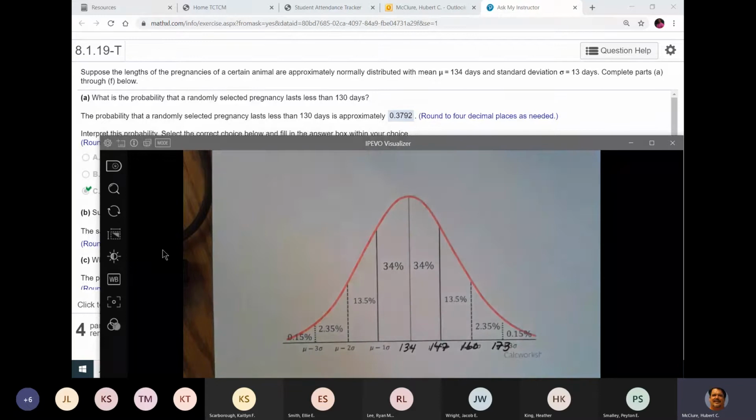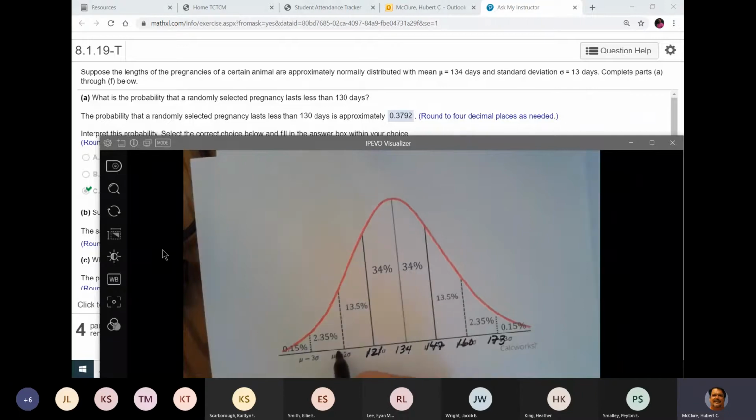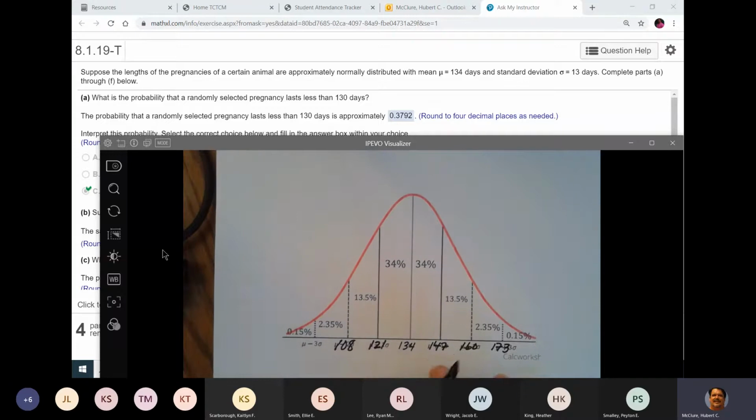134 minus, oh gosh, 121 maybe. Somebody's going to have to check me on the subtraction because I suck at subtraction. 121 minus 13 is going to be what? 109 or 108? 108. Thank you. And 108 minus 13 is what? 95? Yeah. Thank you.